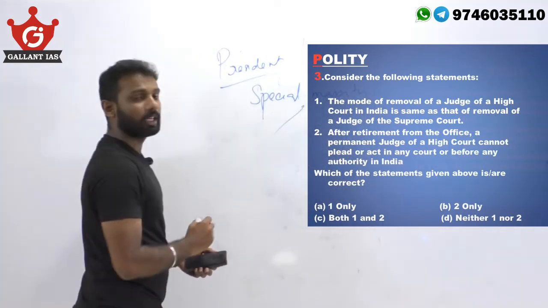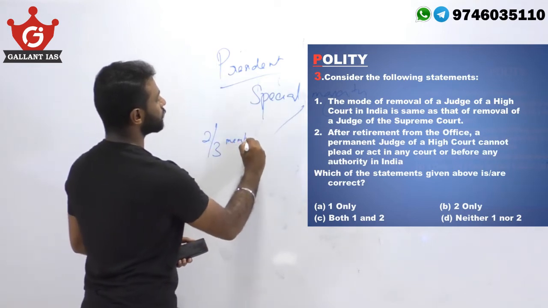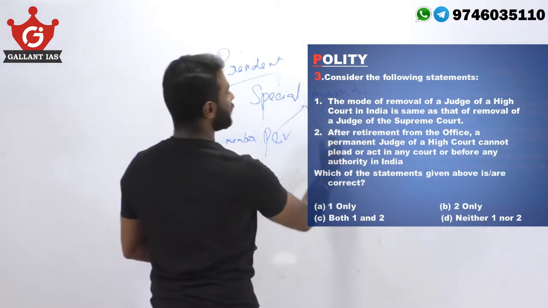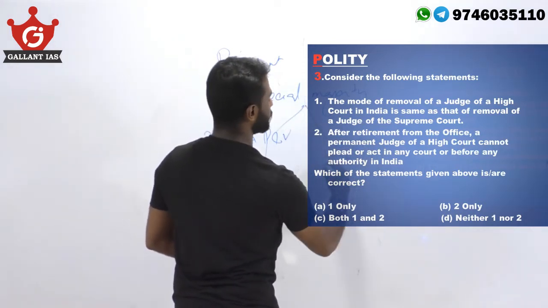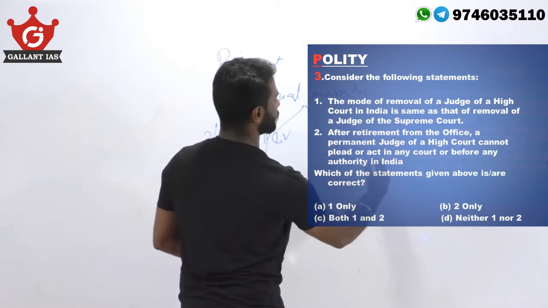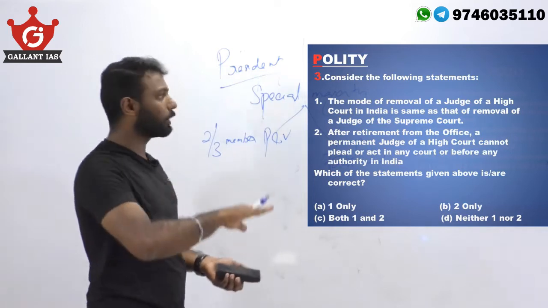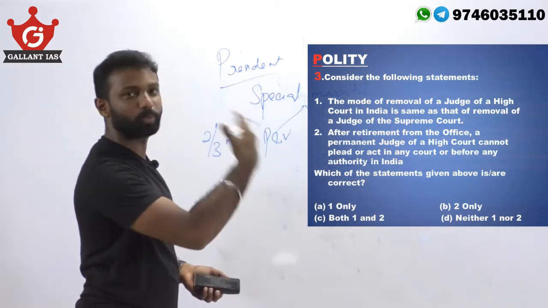Special majority of not less than 2/3 members present and voting, and also it should contain a majority of total membership of the house. By this special majority, it should be passed in both the houses, that is in Lok Sabha and Rajya Sabha. Then only the President can remove a Supreme Court judge.